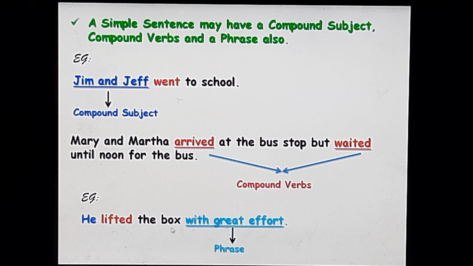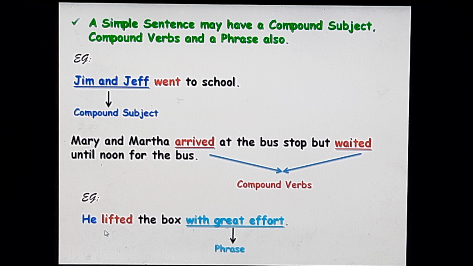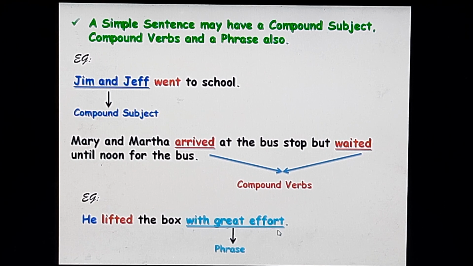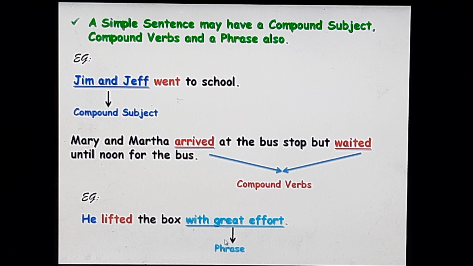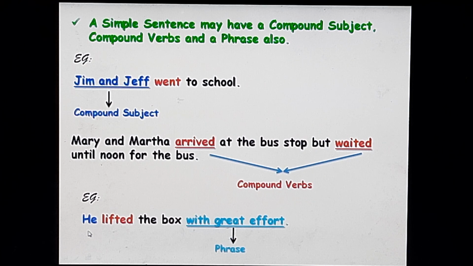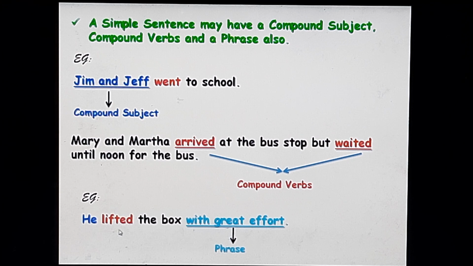He lifted the box with great effort. Now, the first part of the sentence is complete in itself. Okay, it's a main clause or simple sentence, but there are additional words here, with great effort. It's a phrase that gives more meaning to the sentence. So, here he is the subject, lifted is the verb. It is a simple sentence with a phrase in it.